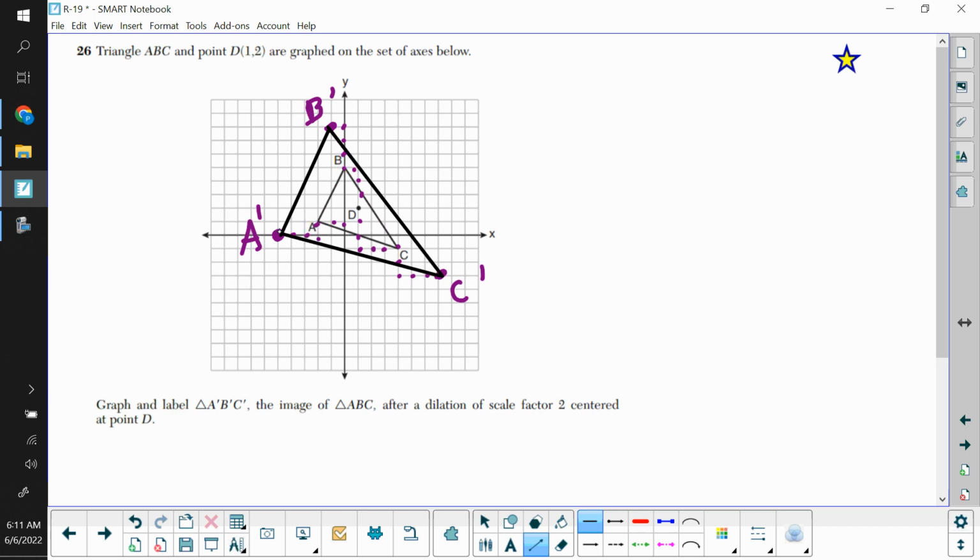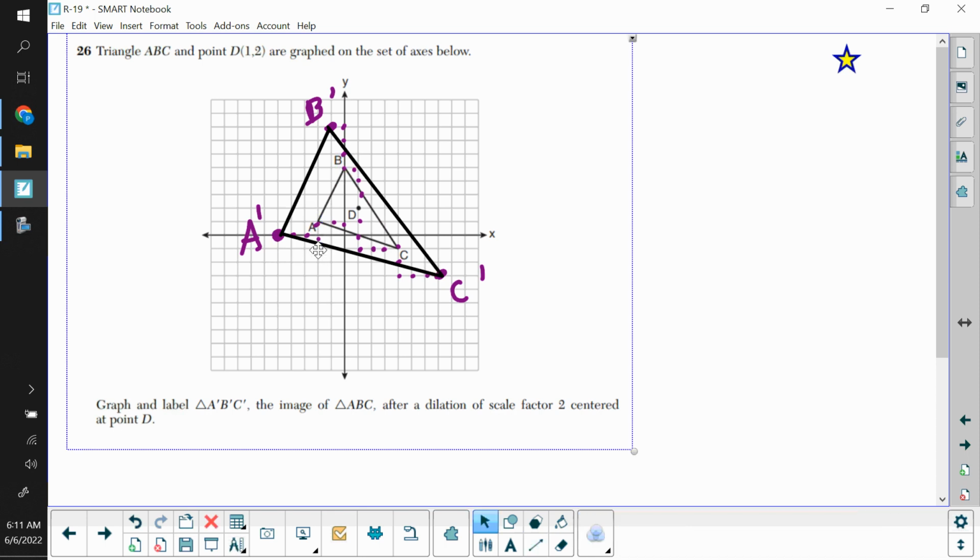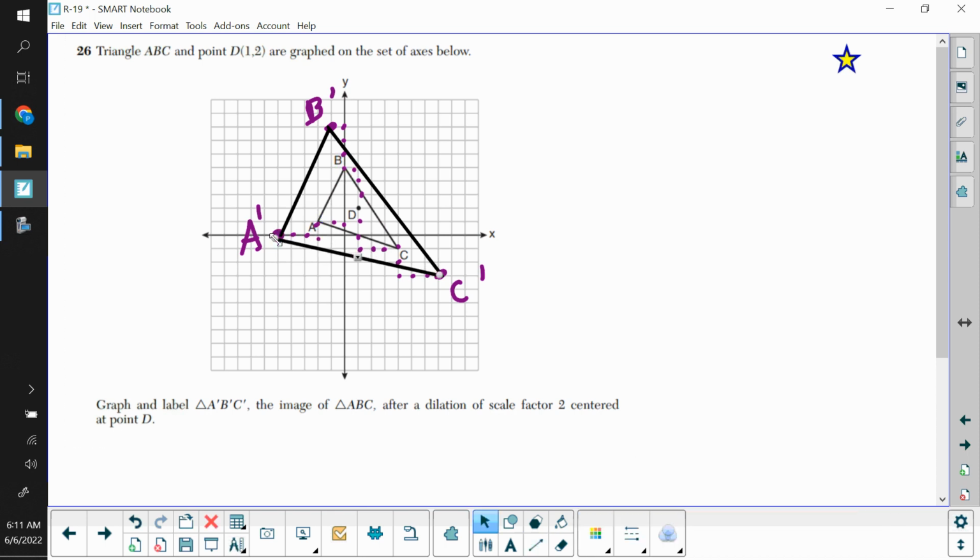Now this does not pertain to this exact question, but notice when our center of dilation was not on the line, it created a line that was parallel to the original line. If the center of dilation is on the line, then it creates the exact same line.